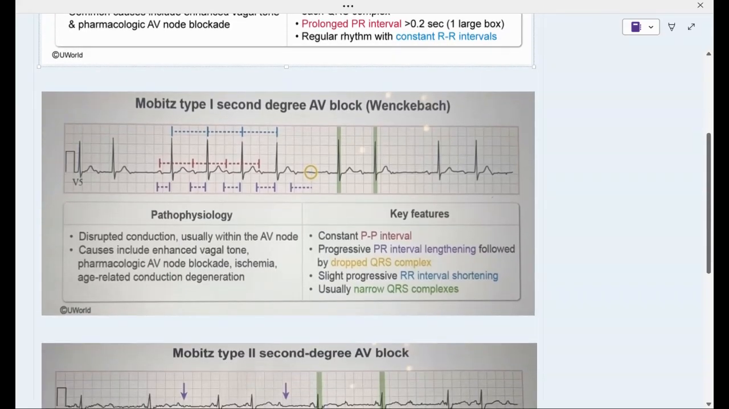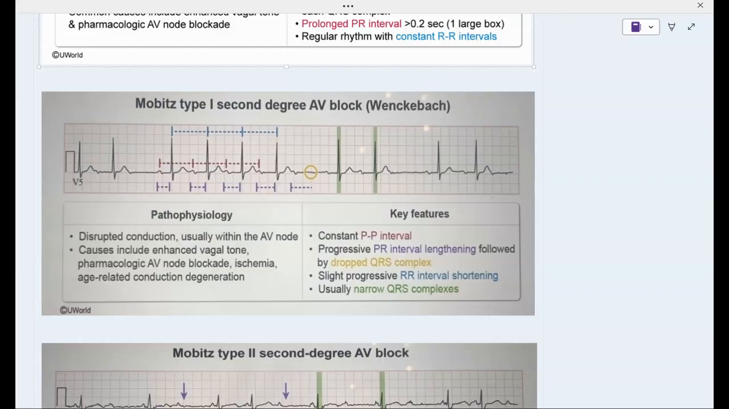Okay, then we have Mobitz type 1, second degree AV block. Second degree AV block has two types, Mobitz type 1 and Mobitz type 2. Mobitz type 1 is known as the Wenckebach phenomenon. So, what is the pathophysiology? There's a disrupted conduction, again usually within the AV node. And again, it's because of enhanced vagal tone, pharmacological AV node blockade, ischemia, or age related conduction degeneration. That is why many times we see Mobitz type 1 in elderly patients.